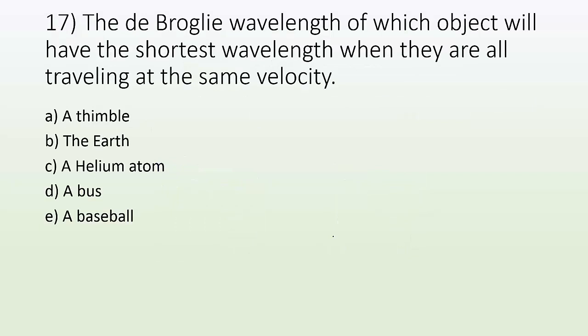All right, 17. The de Broglie wavelength of which object will have the shortest wavelength when they're all traveling at the same velocity? Well, the formula for the de Broglie wavelength of objects is the wavelength equals Planck's constant over the mass times the velocity. So they're saying if the velocity is kept the same, which one will have the shortest wavelength? So we're looking to decrease the wavelength. We want that to go down. Well, how do we do that? Well, h is a constant, and they're saying velocity is a constant, so we are messing with mass. So it's going to have to do with mass.